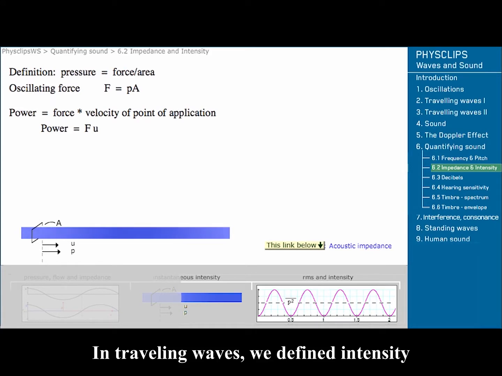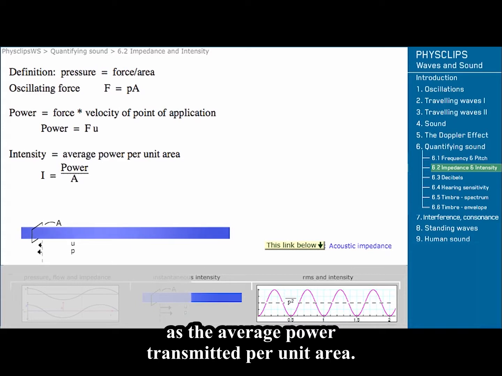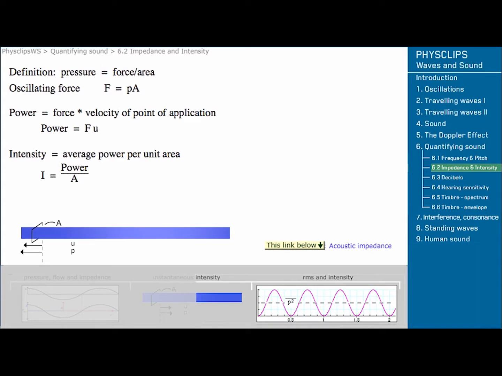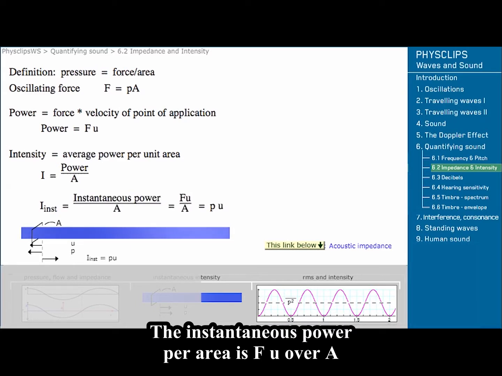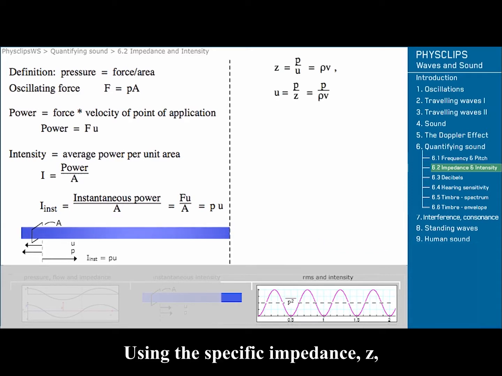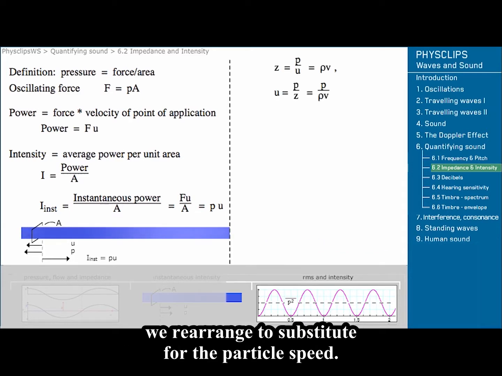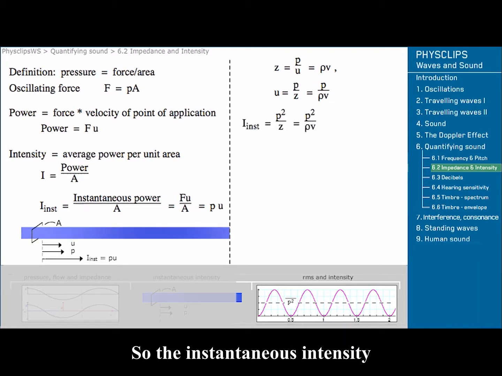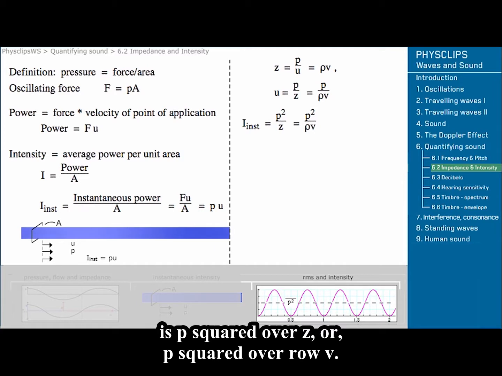In travelling waves, we defined intensity as the average power transmitted per unit area. The instantaneous power per area is Fu over A, which equals Pu. Using the specific impedance z, we rearrange to substitute for the particle speed. So the instantaneous intensity is P squared over z, or P squared over rho v.